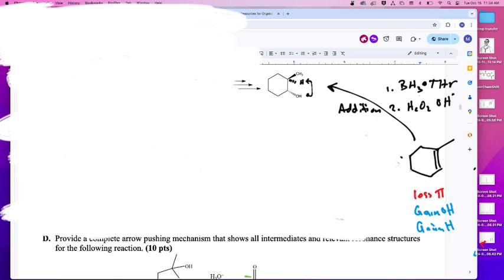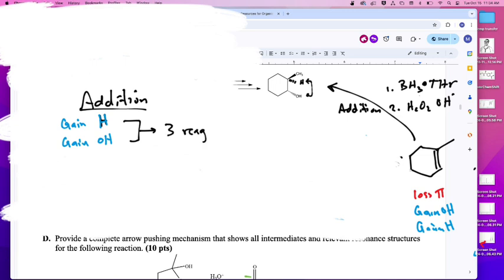What did I ask about for the addition reaction? When we look at the addition reaction, we noted that we had to gain a hydrogen, and we had to gain an OH. And what I said was that there are 3 reagents that do this. Okay? You picked out one of those reagent sets. H plus and H2O. What happened when we add H plus and H2O?